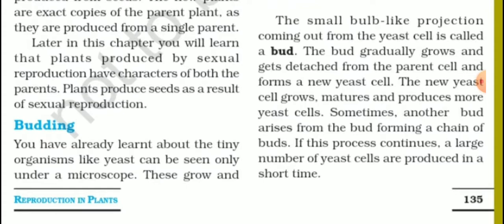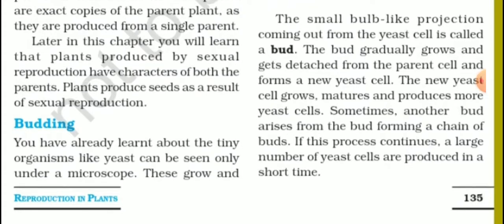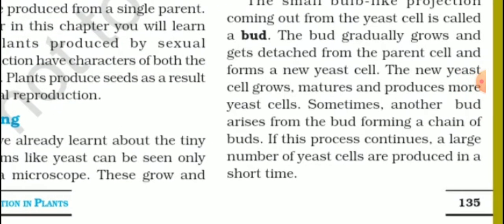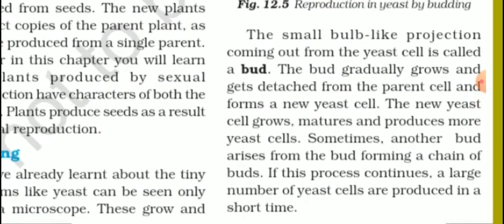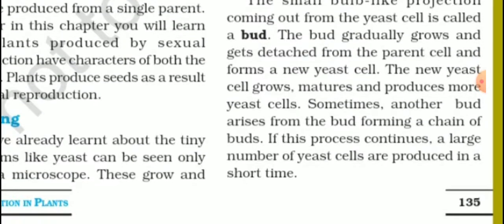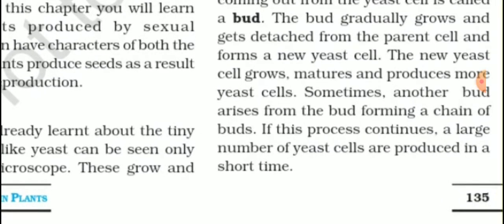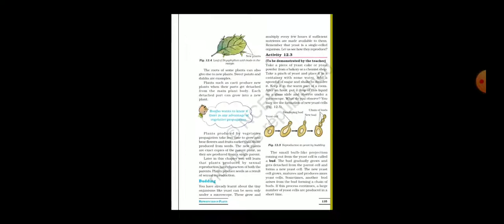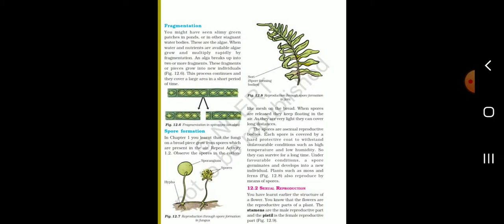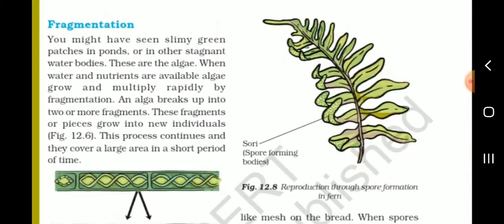Do you remember, students? The new yeast cells grow, mature and produce more yeast cells. Bud arises from bud, forming a chain of buds. Yeast cells are produced in a short time. So, budding, example: yeast. Next, students, fragmentation.